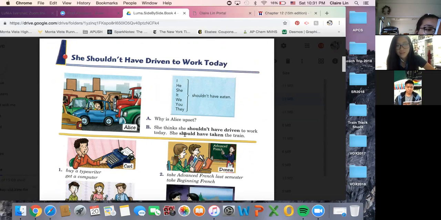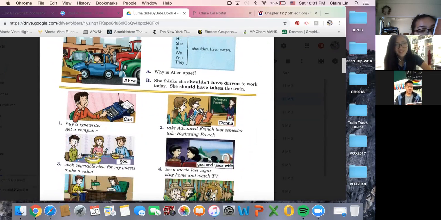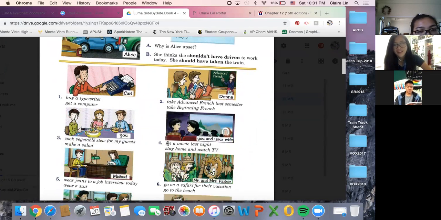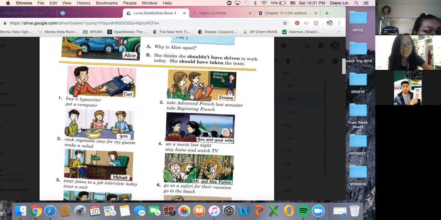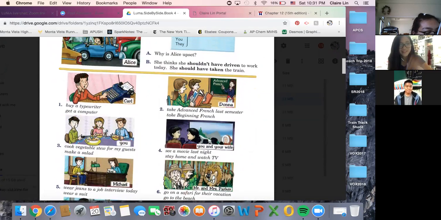So this one combines both. She drove to work today, but she should have taken the train. That is the structure of this. I guess we don't have to do the entire thing because it's really similar to should have, but it combines them together. I'm going to do the first one, and we'll do the same for the next ones, up to number 5. I'll do number 1 and then you guys do 2, 3, 4, 5.